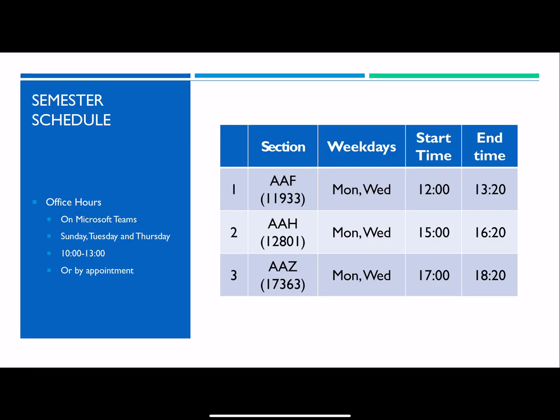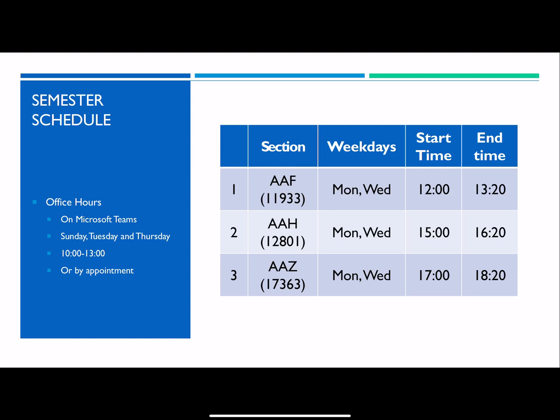So this is our schedule this semester. You can pick out your section out of this table. You're either in section AAF, AAH, or AAZ. Classes for all sections are on Mondays and Wednesdays. The timings for each section are different, of course. Section AAF meets from noon to 1:20 p.m., section AAH from 3 to 4:20, and section AAZ from 5 to 6:20.